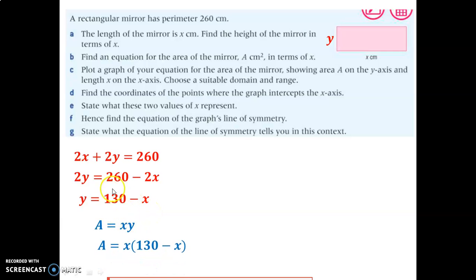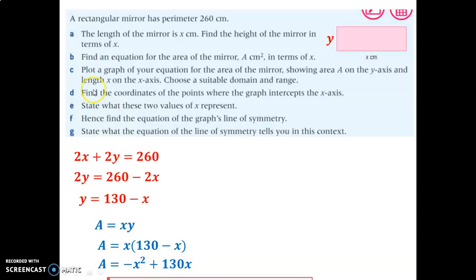Well, if we substitute that value for y, we know y is 130 minus x. Put that in this area formula, and now we have a formula in terms of x. We can go further by multiplying here, and that becomes negative x squared when you multiply those, and plus 130x. There's our area formula in terms of x.